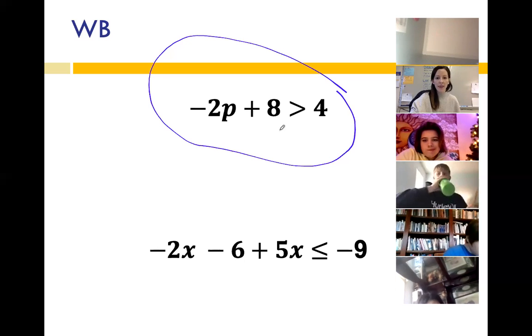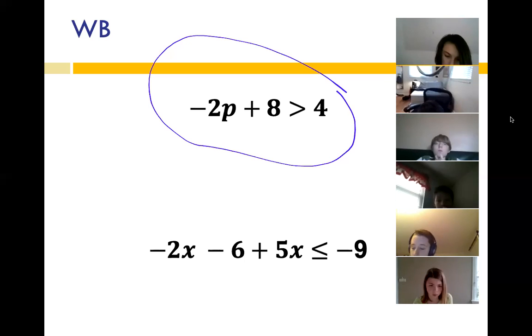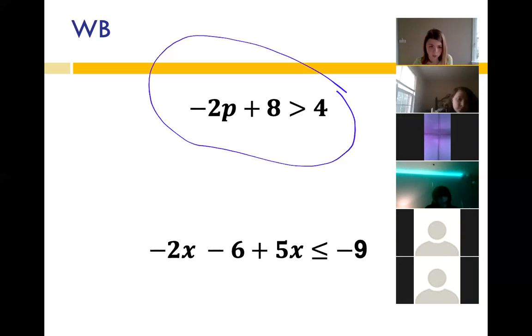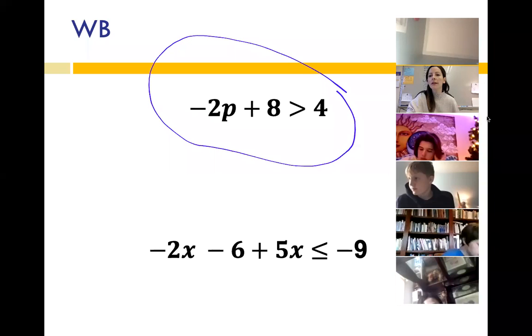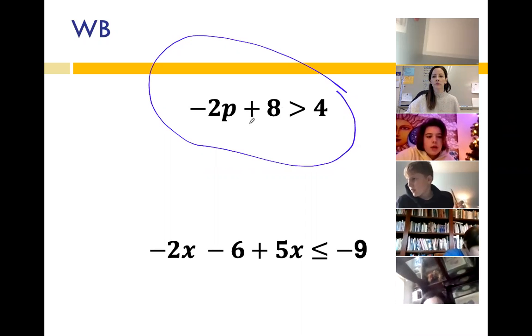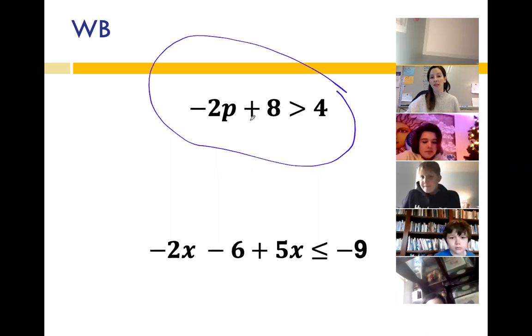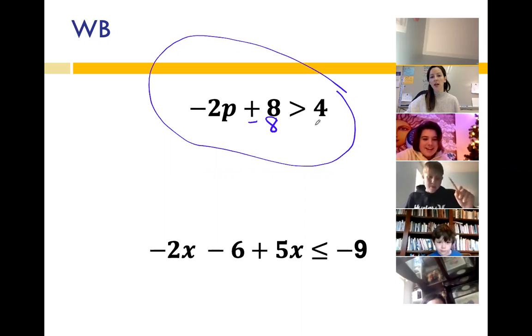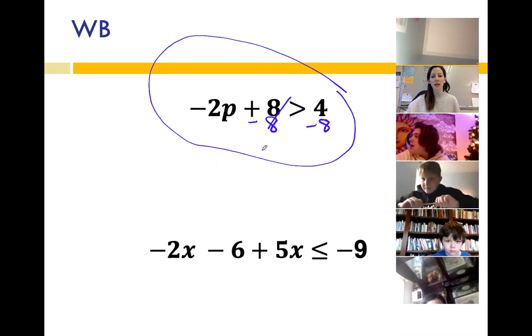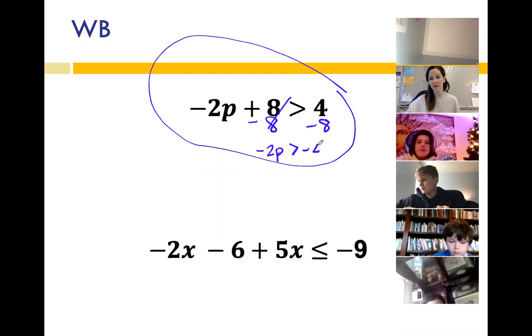All right, so let's go over this one. The first thing you would do for this one is what? Who can tell me what your first step would be? Let's go with Molly, can you tell me what your first step is for that first one? You have to add 8. Close, not add 8. Remember, you want to do the opposite. So you're actually going to do -8. Okay, minus 8. So we want to do -8, and then we get -2p, which is greater than 4 minus 8 is -4.